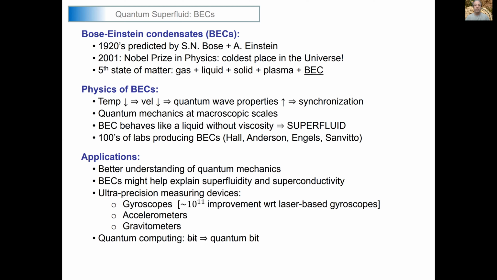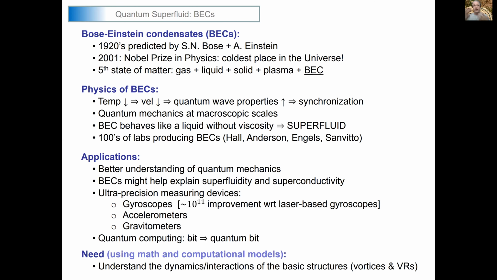So it's huge improvements. Also, accelerometers and gravitometers could be helped by using these condensates instead of just normal matter or light. Also, something nice about the condensates, because of this managing of the quantum properties, is they could also be a potential candidate to be used as quantum bits for quantum computing.